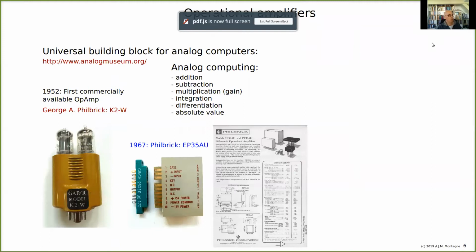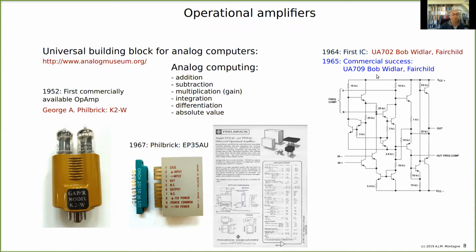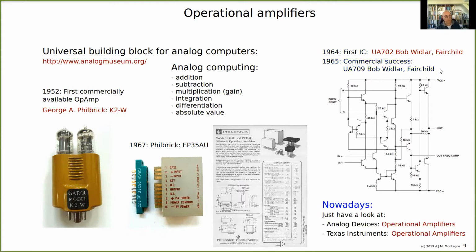But of course, after the vacuum tube types, you had some kind of PCB assemblies that had operational amplifiers, and here you see a specification. You can also find it on the internet. And in 1964, there was the first integrated circuit operational amplifier from Fairchild. And you can find this information, of course, also on the internet.